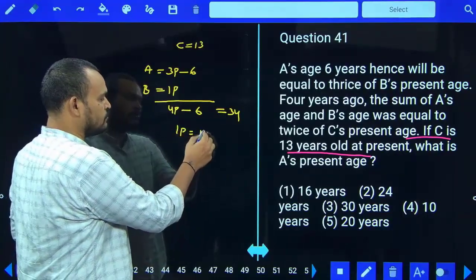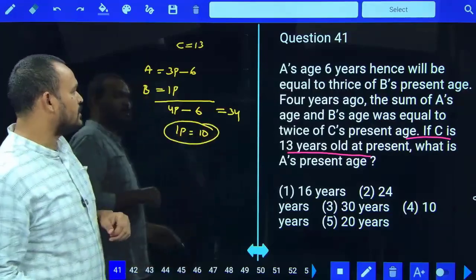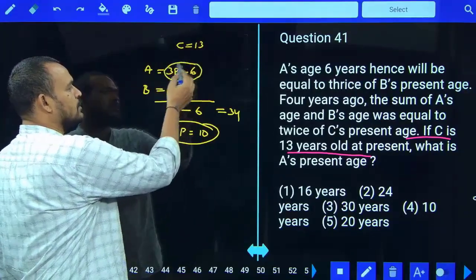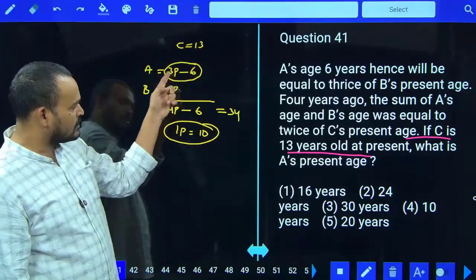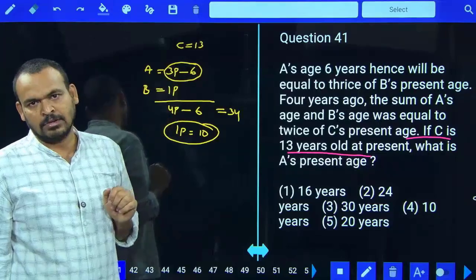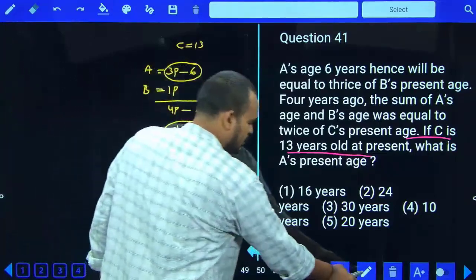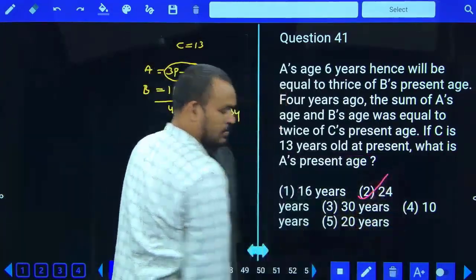What is the question here? What is A's present age? A's present age means we require 3 parts minus 6. What is the 1 part value? 10. Then 3 parts value 30. 30 minus 6 is 24. Then the answer is 24 years.